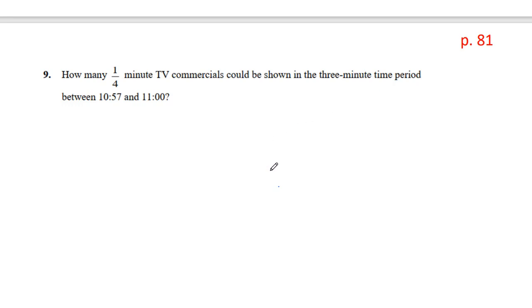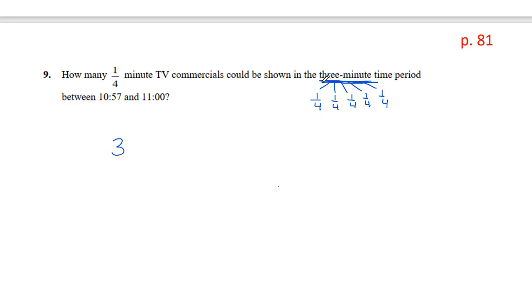Number 9, how many quarter-minute TV commercials could be shown in the 3-minute time period between 10:57 and 11 o'clock? All right, well, we have 3 minutes maximum to work with. And in that 3 minutes, we're going to be showing as many commercials as we can. So we're going to be splitting up that 3 minutes into chunks of time, with each chunk of time being the exact same.